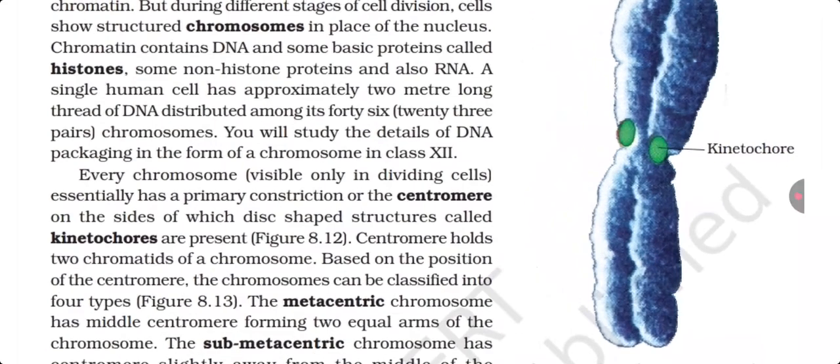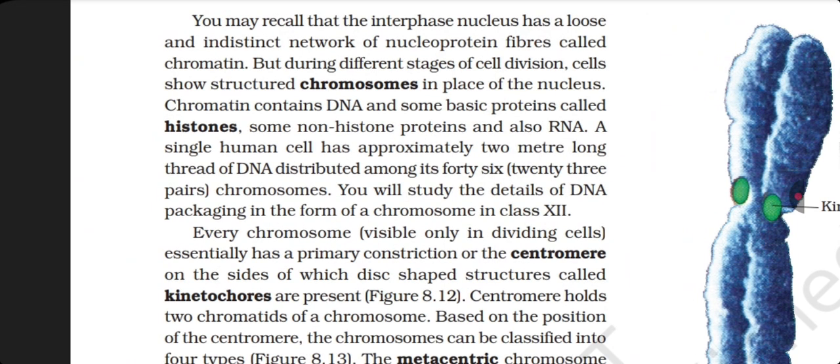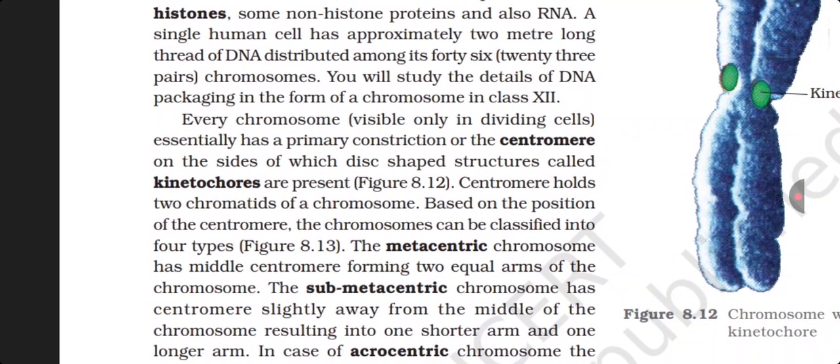You may recall that the interphase nucleus has a loose and indistinct network of nucleoprotein fibers called chromatin, but during the different stages of cell division, cells show structured chromosomes in place of the nucleus. Chromatin contains DNA and some basic proteins called histones, some non-histone proteins, and also RNA. A single human cell has approximately a 2-meter long thread of DNA distributed among the 46, that is 23 pairs of, chromosomes. You will study the details of DNA packaging in the form of chromosomes in class 12.